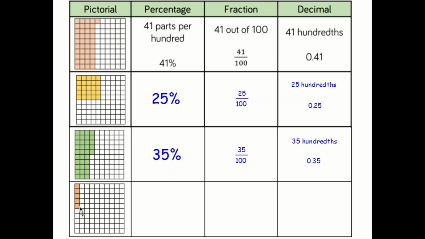This one here is 5 out of 100, which is also called 5 hundredths. And can you remember where that goes in the place value table? 5 in your hundredths column looks like that, and that is 5%.